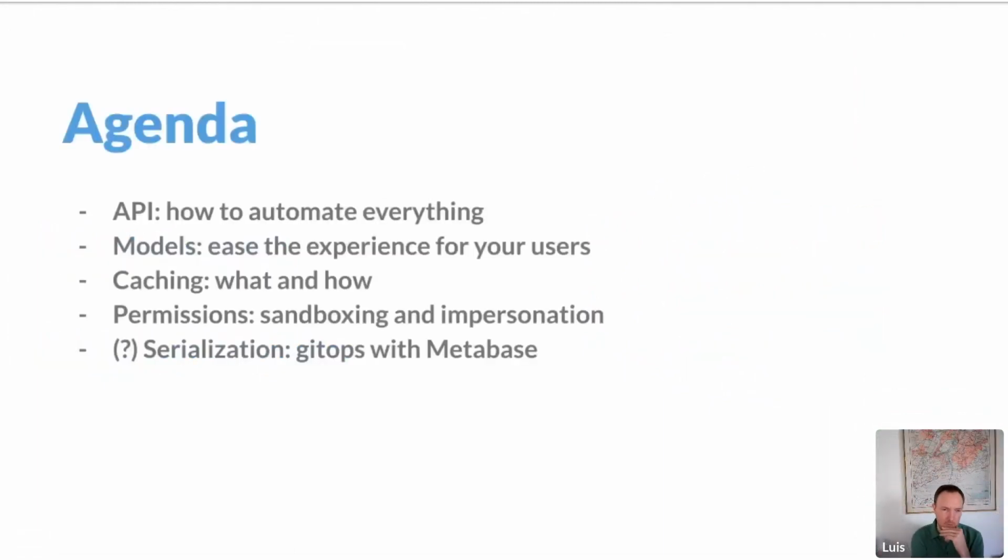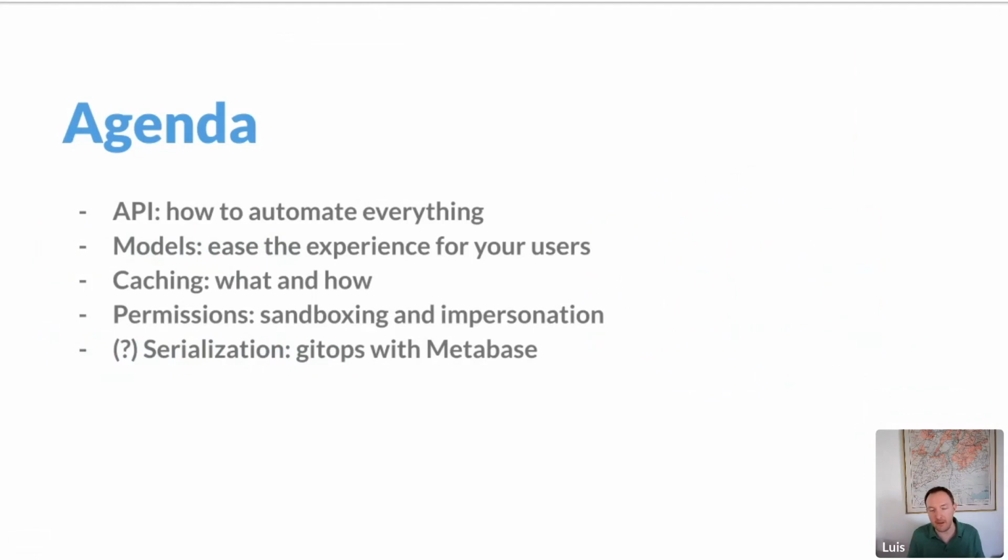So what do we have for today? We have the following topics. We are going to talk about the API, and we are going to do something with the API. Then we're going to talk about models. Then it's going to be caching, also permissions, but there are many things about permissions, so we're going to cover sandboxing and impersonation. And if we have a little bit more time, we're going to cover serialization.